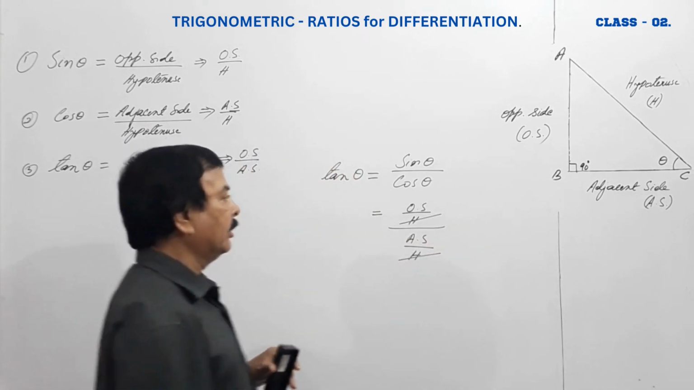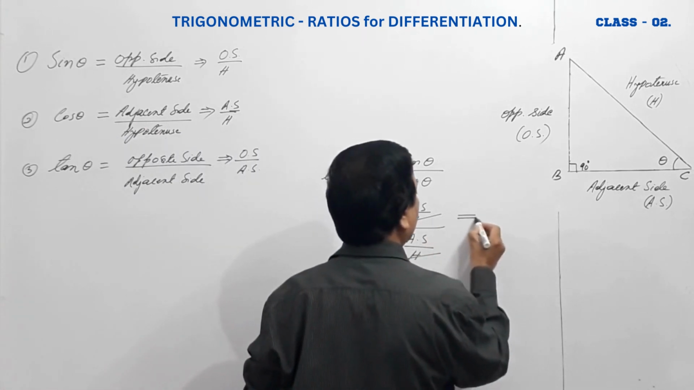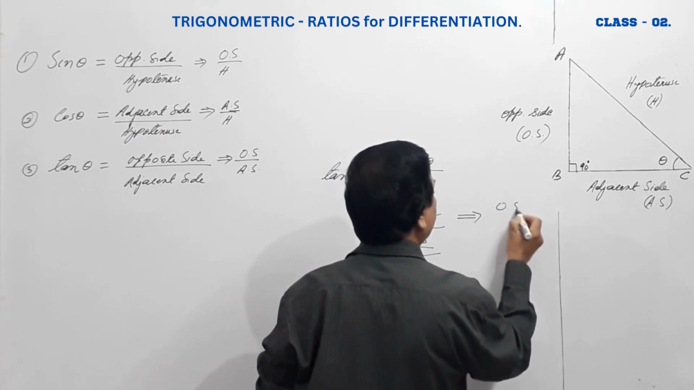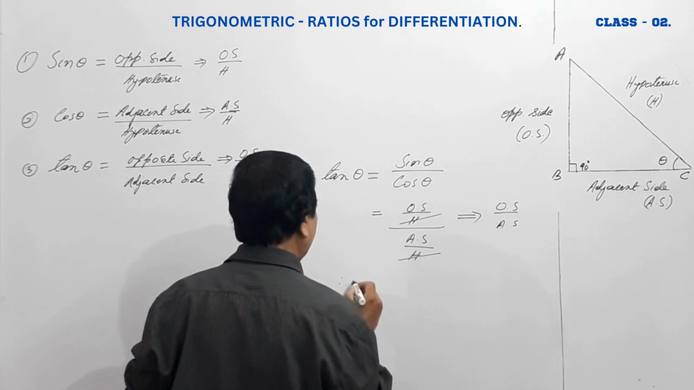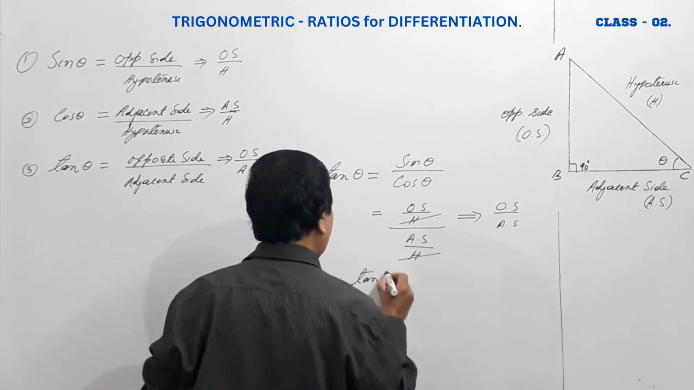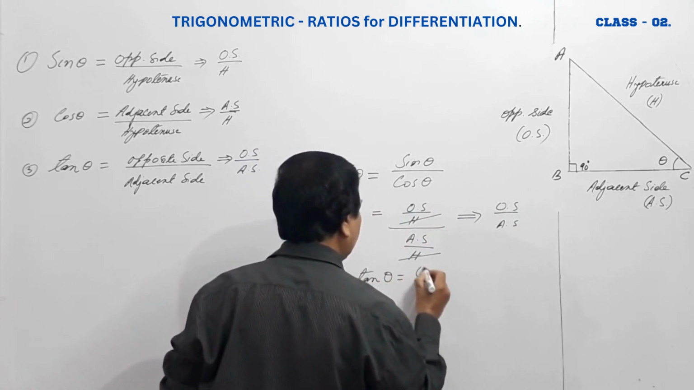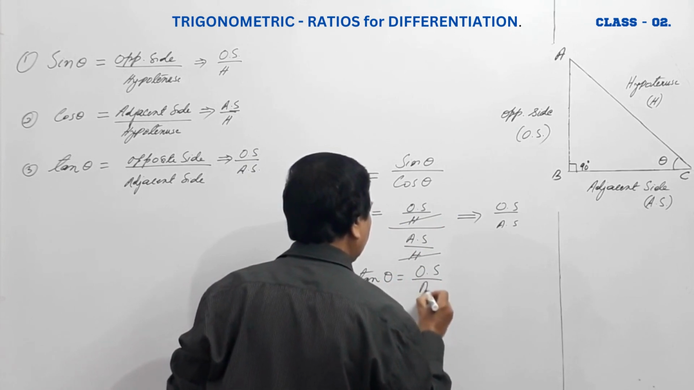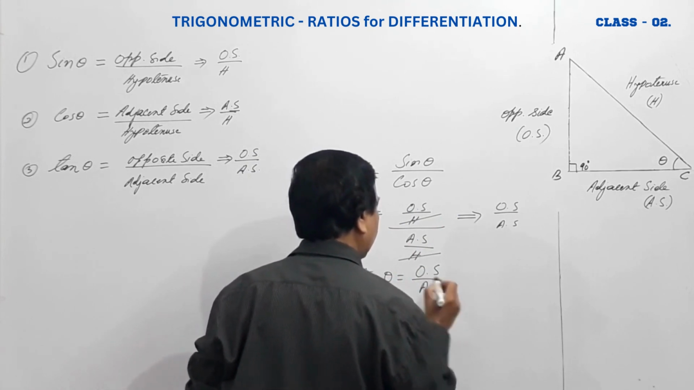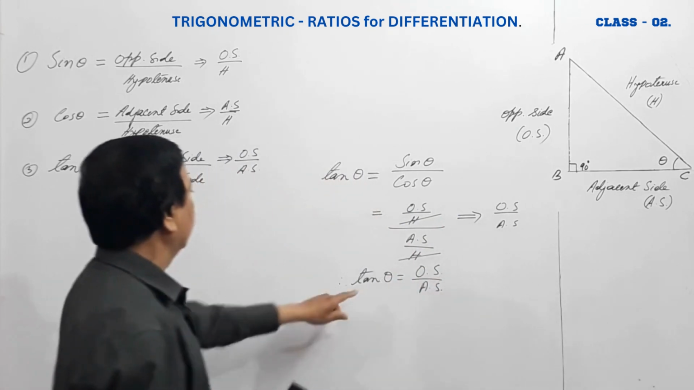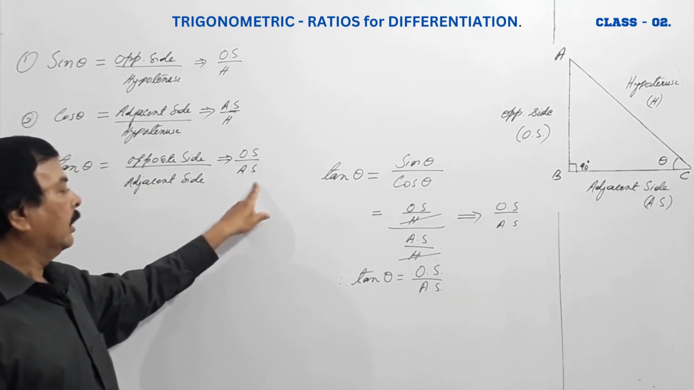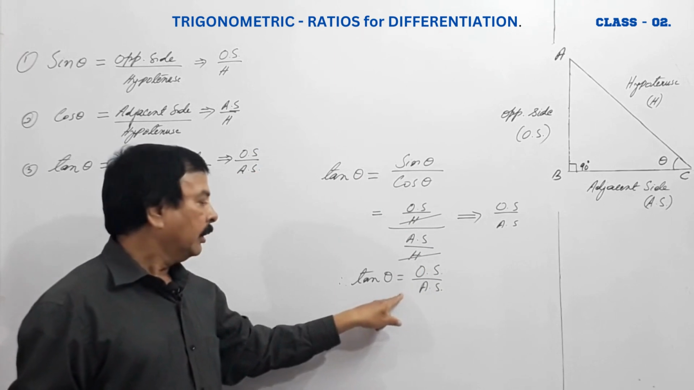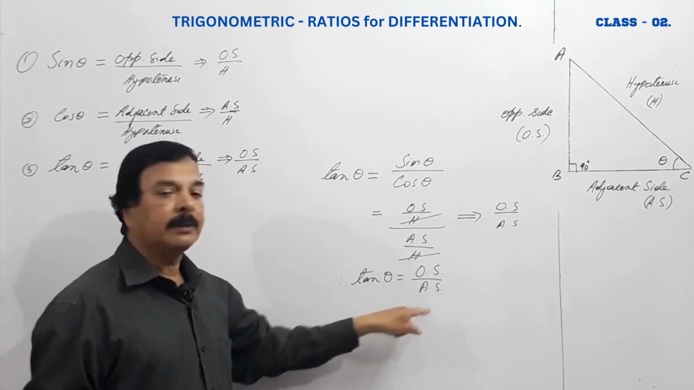Hypotenuse cancels. You are left with what? Opposite side by adjacent side. Therefore, tan theta is equal to opposite side by adjacent side. That's what I've got. Tan theta equals opposite side by adjacent side.